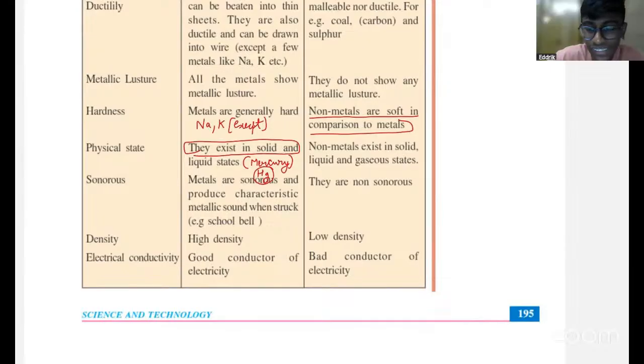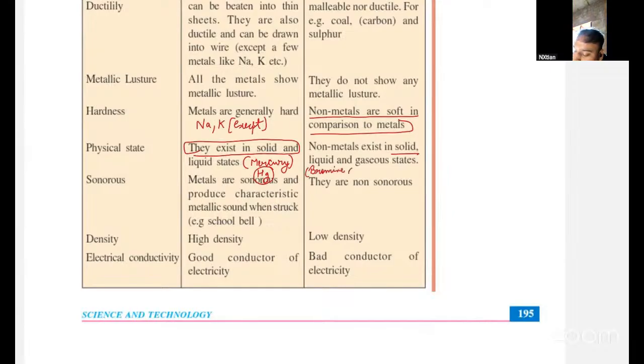Non-metals exist in solid, liquid, and gaseous form. Generally, non-metals are in solid or gaseous form, but in liquid form there are also one or two elements. First is bromine, symbol Br. This bromine is in the liquid state, so you can write it down. So, sir, mercury is the only metal which can be found in its liquid state, and bromine is the only non-metal which can be found in its liquid state.